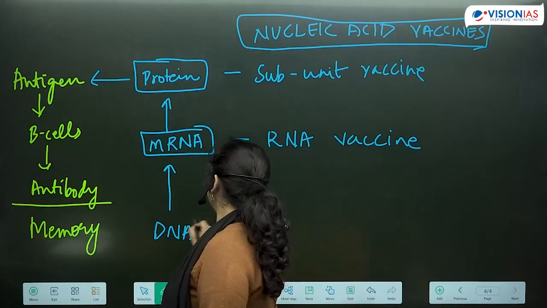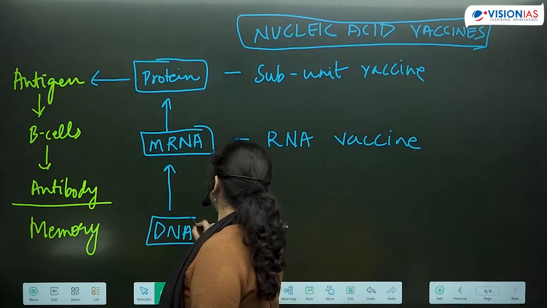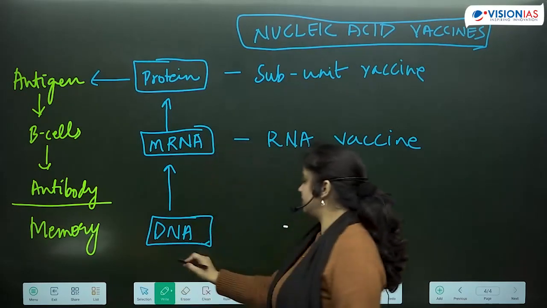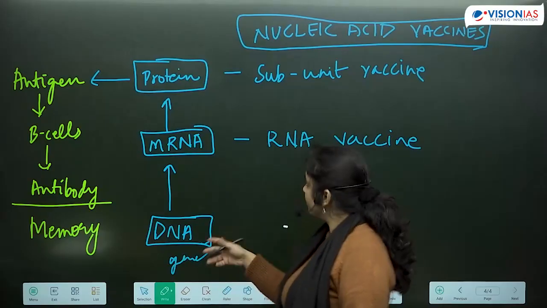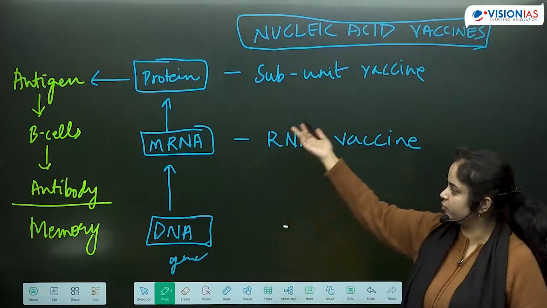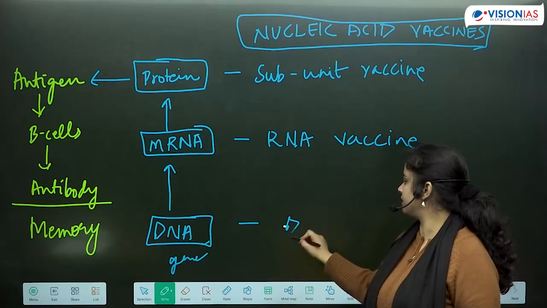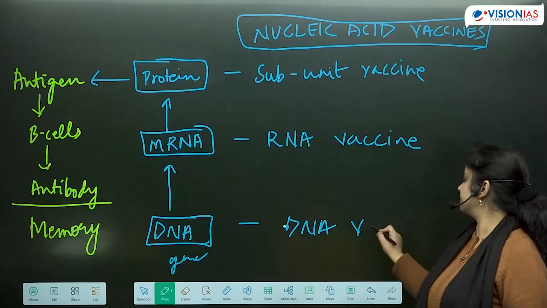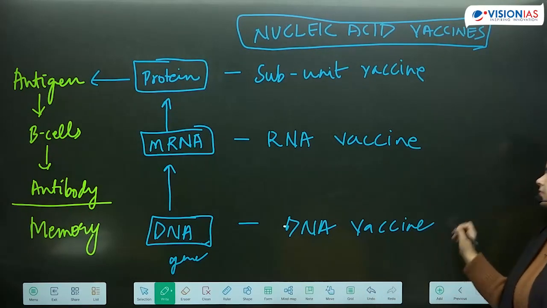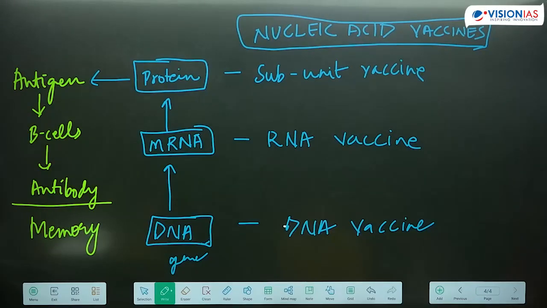Then you can give the DNA segment or the gene which is responsible for making this protein ultimately, and when you do that, it becomes a DNA vaccine. The concept remains the same, immune response, everything remains the same. This is just an alternative form of delivery.